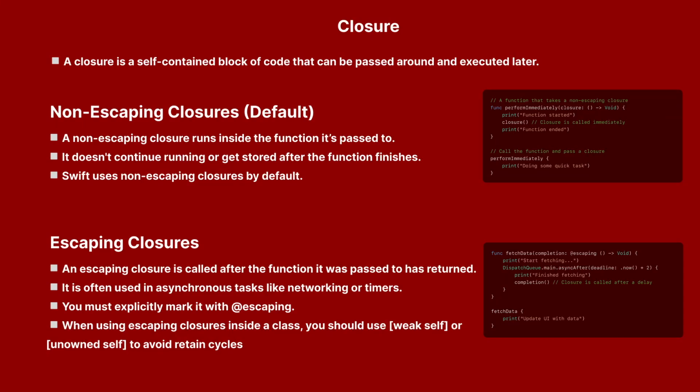A closure in Swift is a self-contained block of code that can be passed around and executed later, much like a function without a name. By default, closures are non-escaping, meaning they are executed within the lifetime of the function they are passed to, and do not persist or get stored beyond the function's execution.